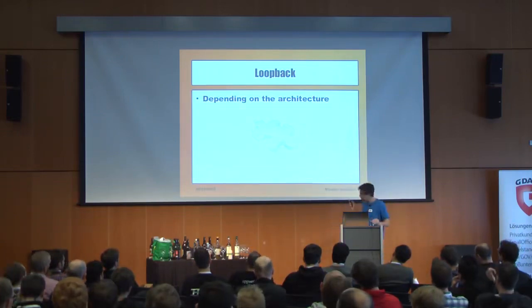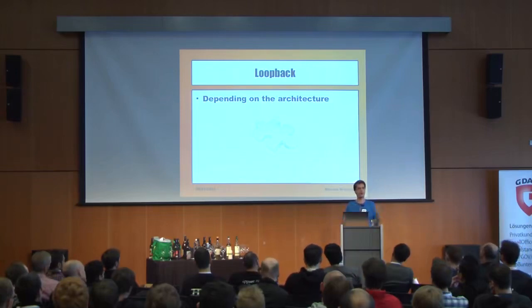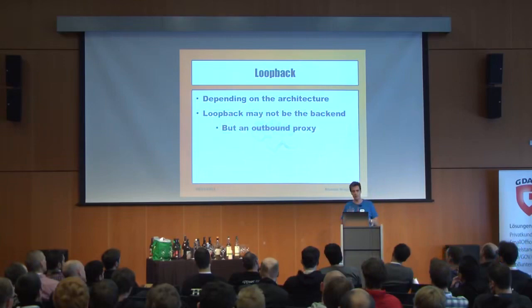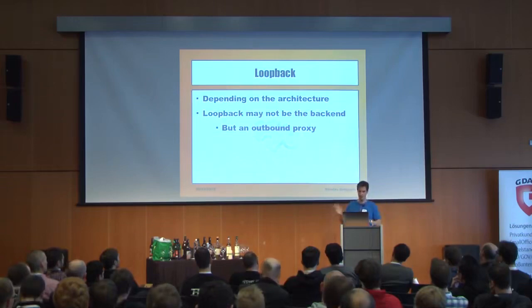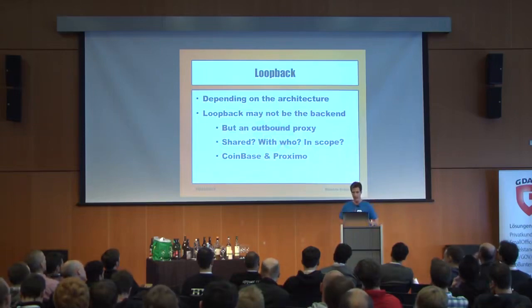Okay, this is very important. You are hitting the loopback interface. So most of the time, you believe that you are on the loopback interface of the backend server. But depending on the network architecture, your loopback interface may not be the backend, but a proxy, another server totally separated from your backend. And if you have an outbound proxy, then we have some interesting questions, like, is this outbound proxy shared? If yes, with who? Is it managed by your target, or is it managed by somebody else? Is it in scope for the bug bounty? So this is very important.